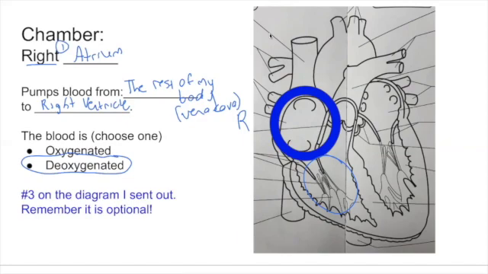So I now know the chamber. I know where the blood's coming to and from. And I know that it's deoxygenated. You'll also see that on every single slide here.